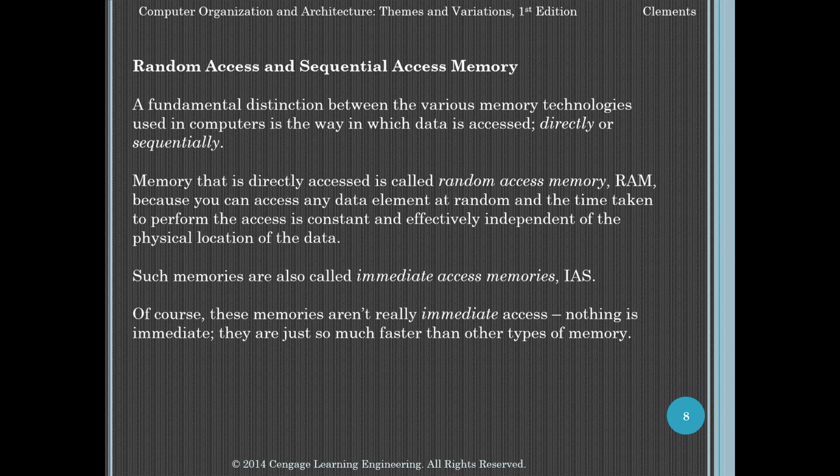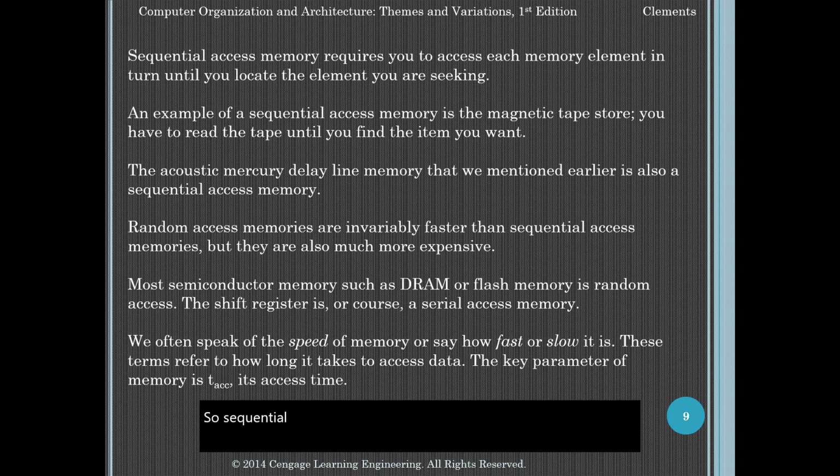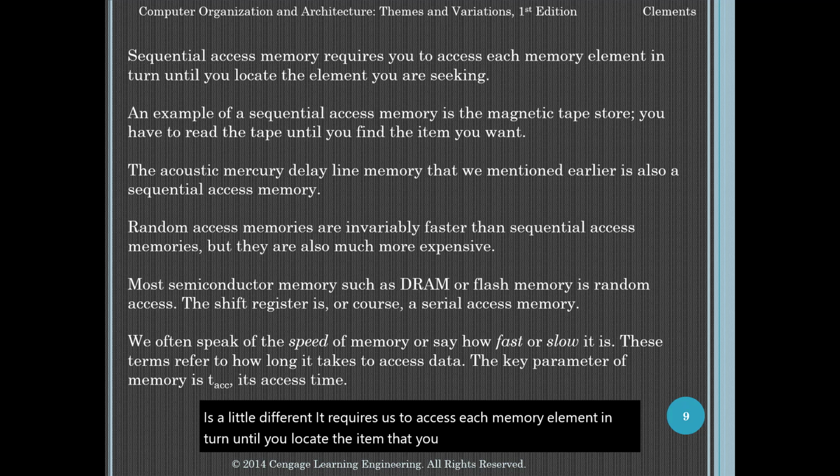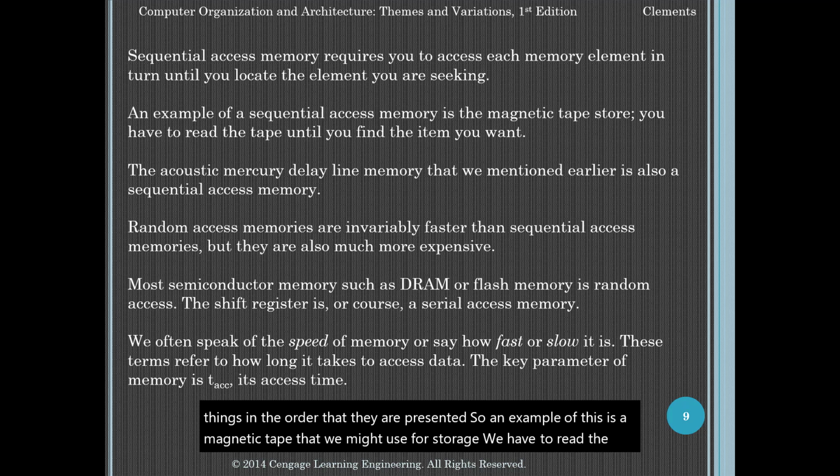So sequential access memory is a little different. It requires us to access each memory element in turn until you locate the item that you are seeking. So this does have a prerequisite order to it that you have to follow, and you have to take things in the order that they are presented. An example of this is a magnetic tape that we might use for storage. We have to read the tape to find the item that you want.